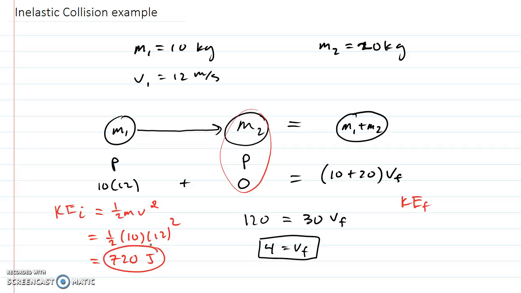Afterwards, on the right side, we will be having a 30 kilogram object going 4 meters per second. Now when I work out the kinetic energy afterwards, it's actually going to be 240 joules. And so this is an important part about inelastic collisions. They don't conserve the energy. When we look at elastic, we'll see how that is an important part of figuring out your velocity.